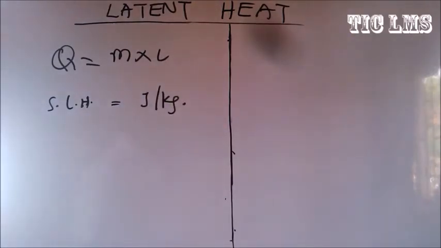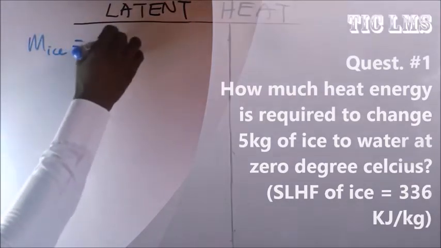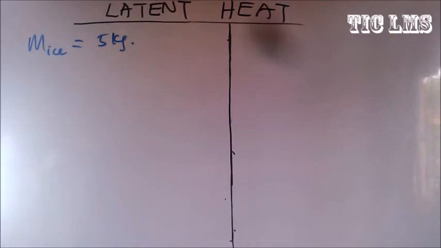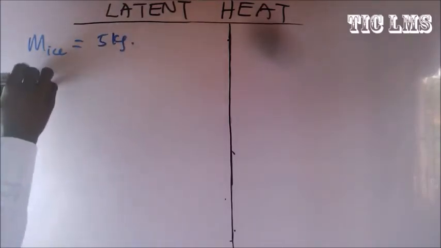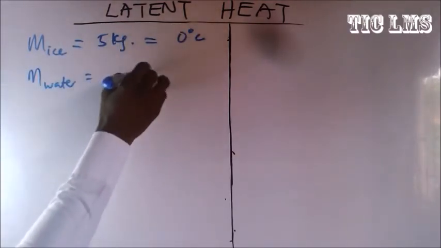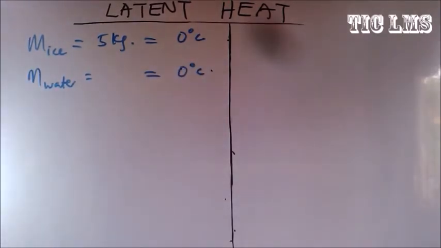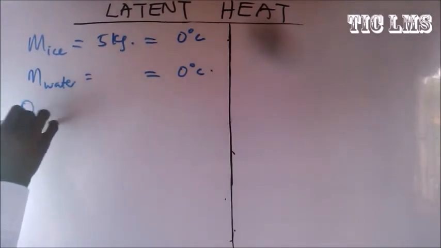Let's consider some examples. How much heat energy is required to change 5 kilograms of ice to water at 0 degrees Celsius? Perhaps from this you will understand better. The mass of the ice is 5 kilograms. Now it's melted into cold water, and for it to have melted, it means that it must have absorbed some heat from the surrounding, and it would melt into water. The temperature of the ice here is 0 degrees Celsius, and the temperature of the water here is also 0 degrees Celsius.